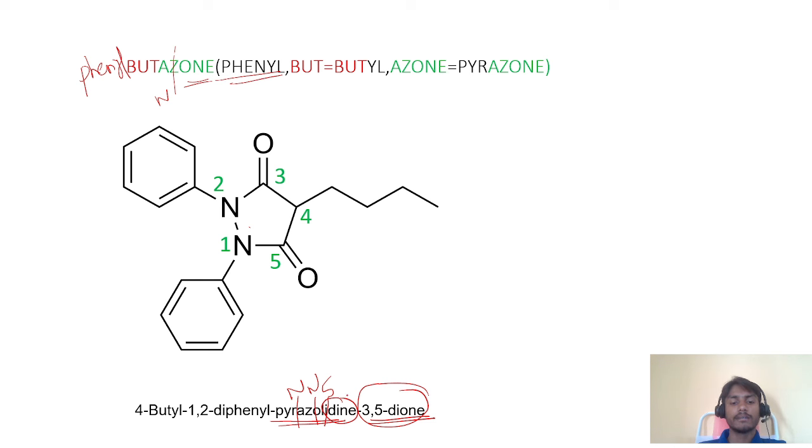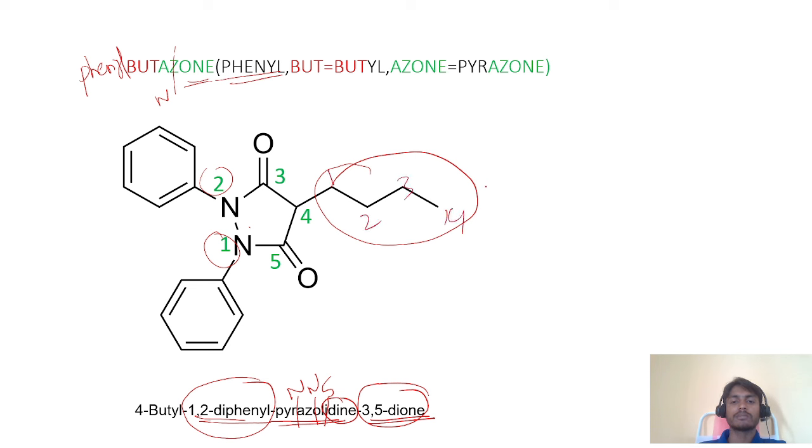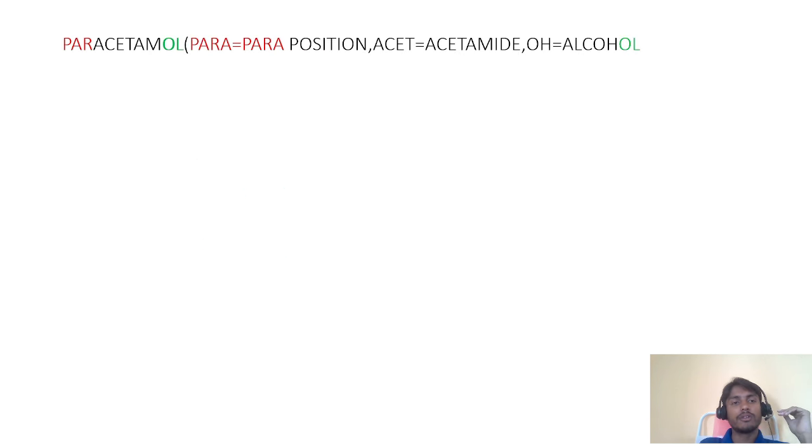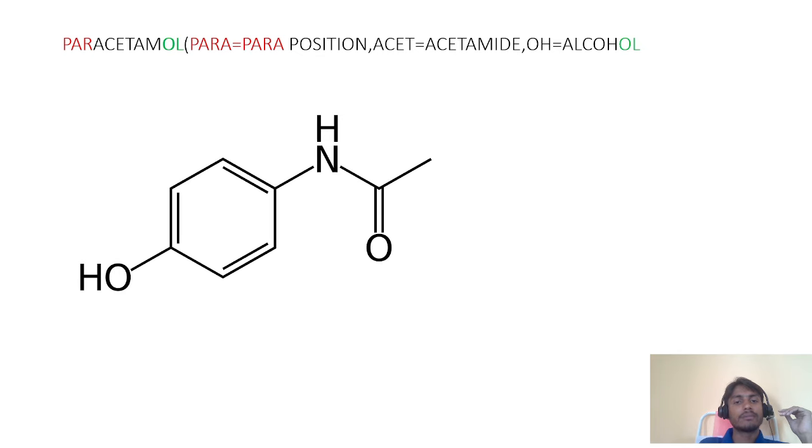Next, 1,2-diphenyl is there. The fourth position is containing a butyl group. 1, 2, 3, 4. Okay, a butyl group is there. So hence phenylbutazone. Next, paracetamol.